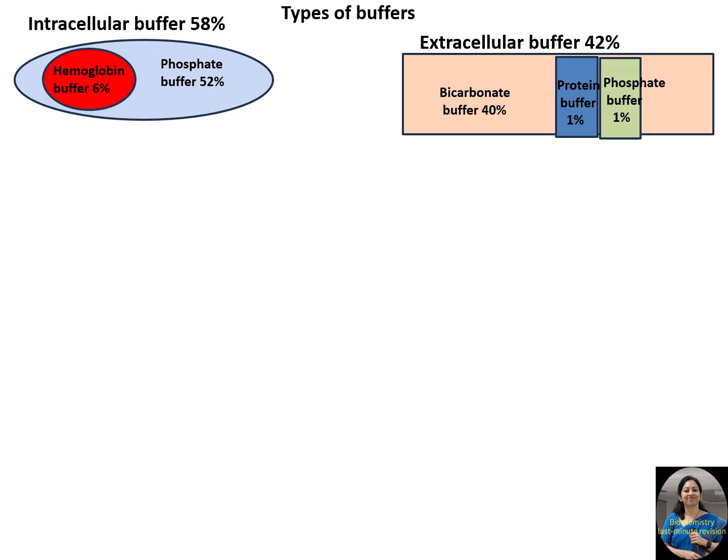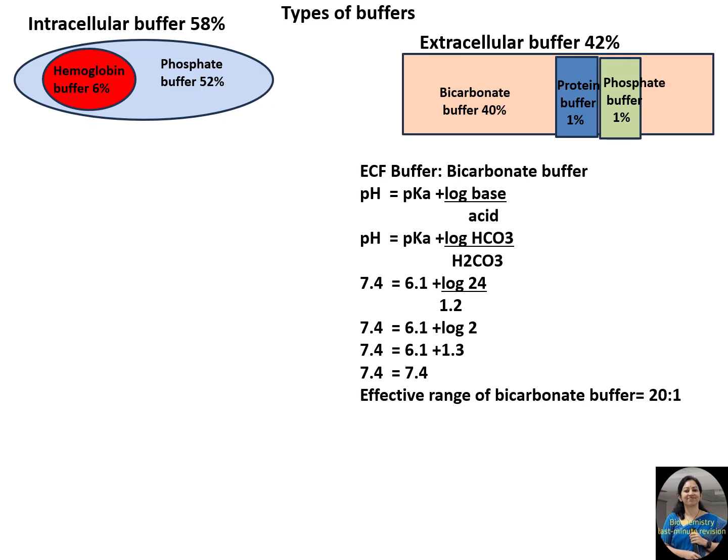Extracellular buffers contribute to 42% of the total buffers, of which the major buffer is the plasma buffer, that is the bicarbonate buffer 40%, and protein and phosphate buffer accounting for 1%. Now let's find out what is the effective range of this bicarbonate buffer. Consider this Henderson-Hasselbalch equation. pH is equal to pK plus log of base by acid. Here base is bicarbonate, acid is carbonic acid.